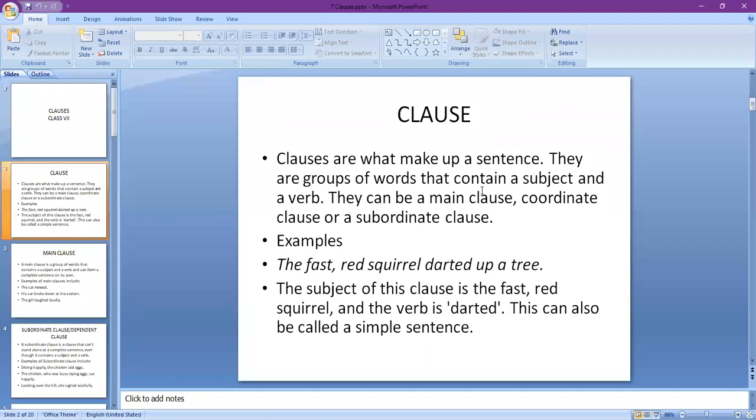The fast red squirrel darted up a tree. So this is a sentence where the subject of this clause is fast red squirrel. Verb क्या है? Darted. And this is a simple sentence.